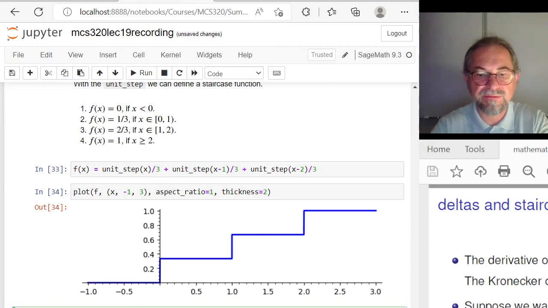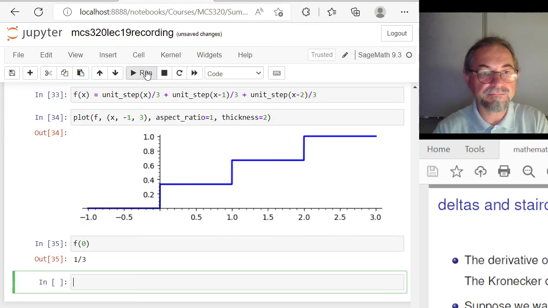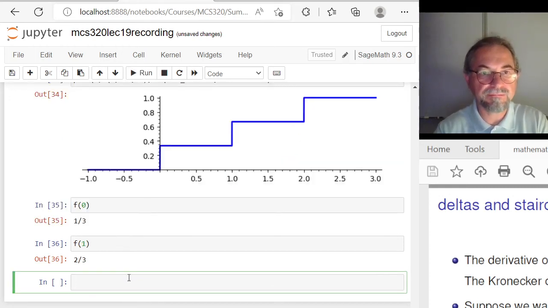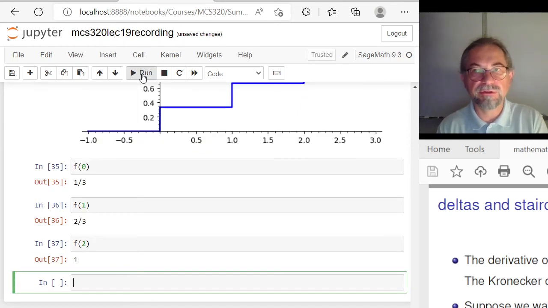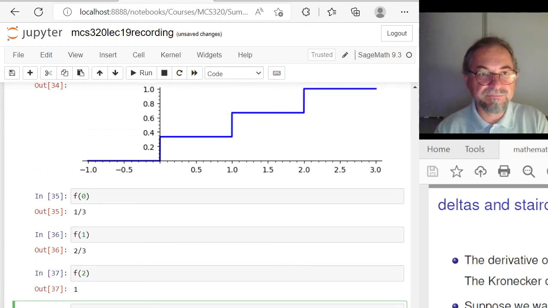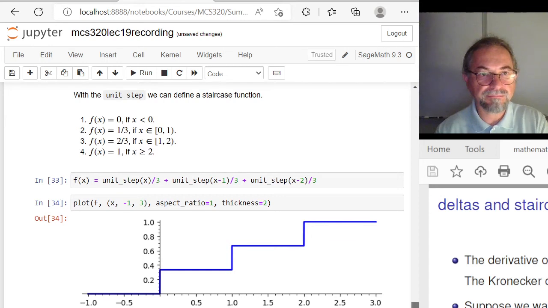So let me verify this. So f at 0 should be 1/3. And it is indeed. Also f at 1 should be 2/3. Indeed. So I can't really see from the picture if that is correct, but in order to verify the correctness of the definition, I should do this. Okay, so I have this definition here. I can make the same function, but with a more general construction.